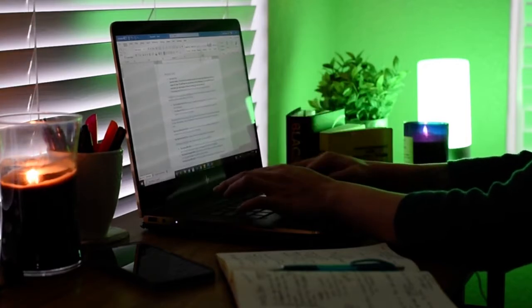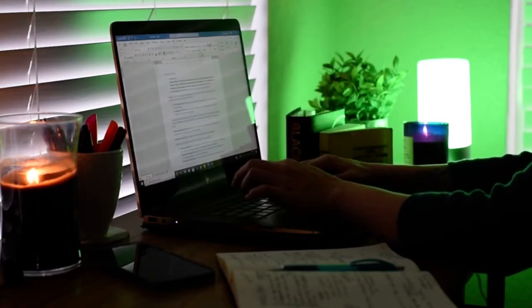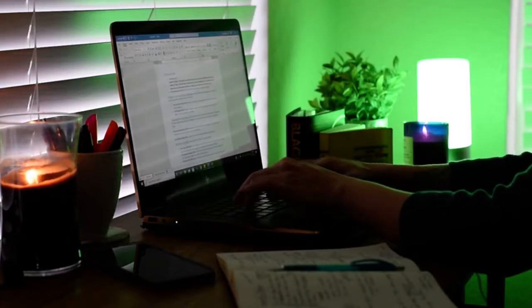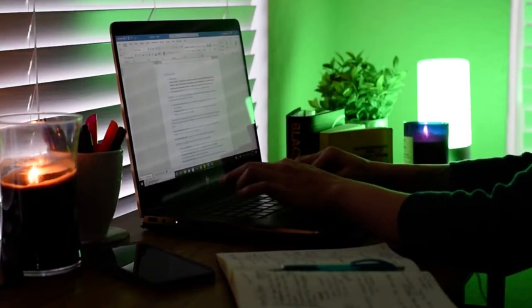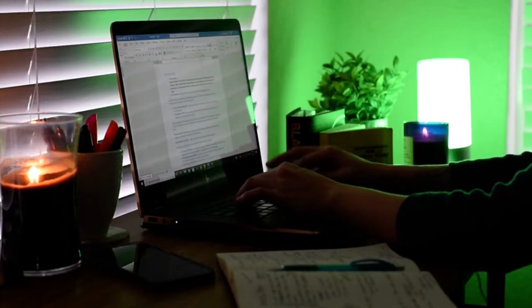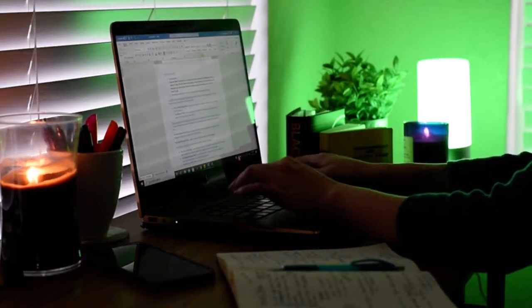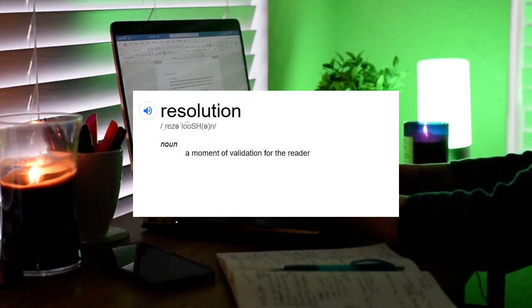These are typically easy to identify, as this usually ends with the defeat of the antagonist and some sort of victory or revelation for the main character. But the act isn't over yet. The story still needs the resolution. This should be a moment of validation for the reader.